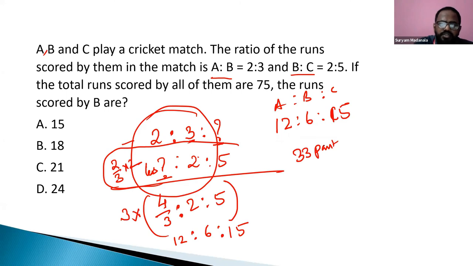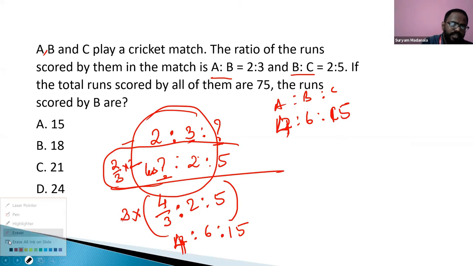The total runs scored by all of them are 75. Is this right? Oh, I'm sorry. Yeah, it's 4. Thank you. It's 4:6 because this reduces. Yeah, it's 4:6:15. Fine. Then we have got 25 parts. Very good. Thank you very much for correcting me. Keep correcting me if I'm going wrong anywhere. It's an open discussion.